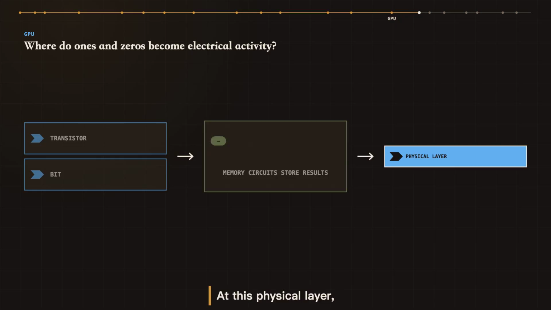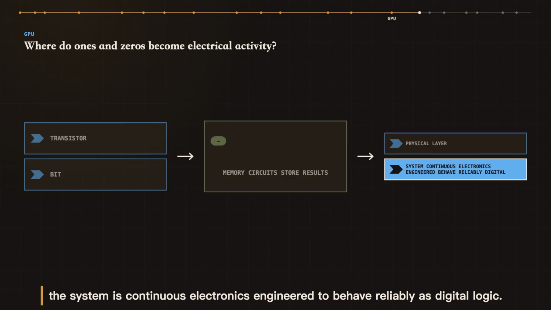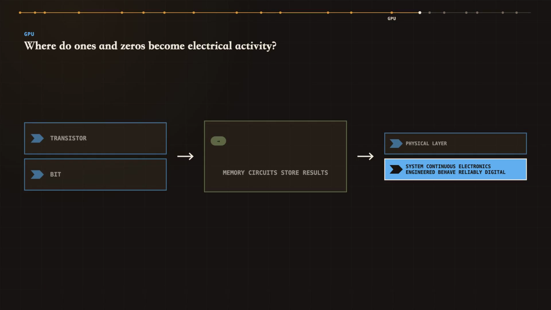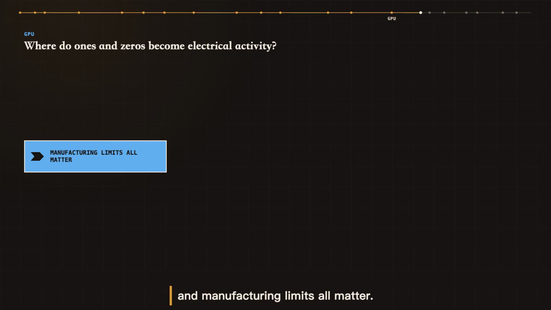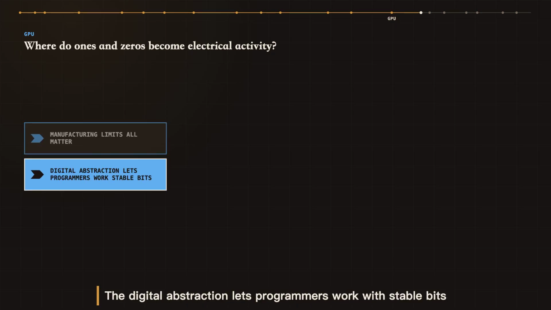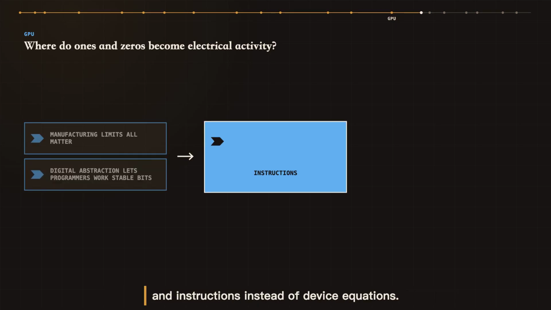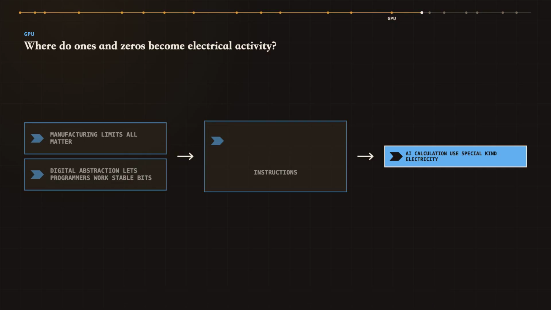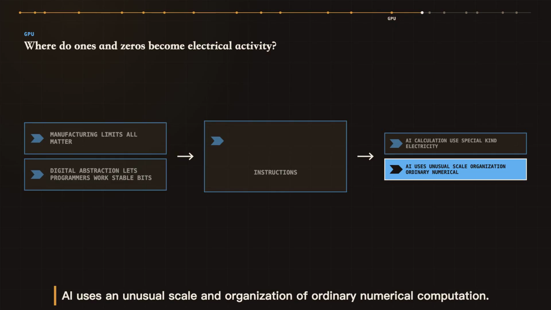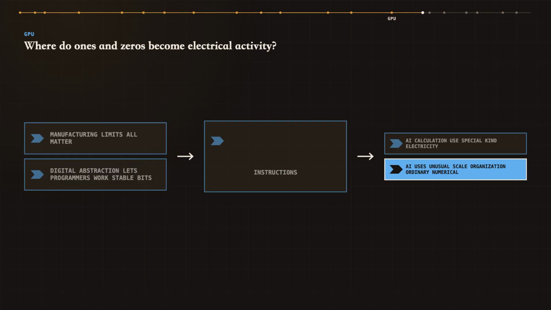At this physical layer, the system is continuous electronics, engineered to behave reliably as digital logic. Timing, voltage margins, capacitance, resistance, heat, and manufacturing limits all matter. The digital abstraction lets programmers work with stable bits and instructions instead of device equations. The AI calculation does not use a special kind of electricity. AI uses an unusual scale and organization of ordinary numerical computation.